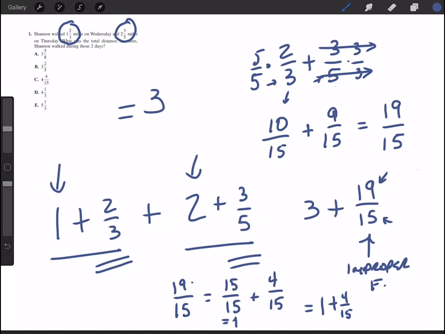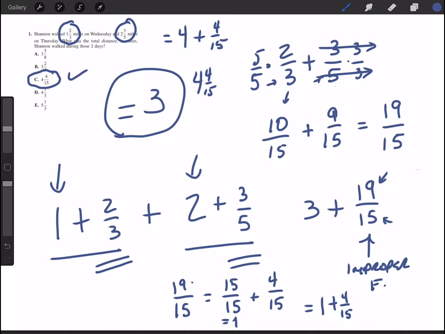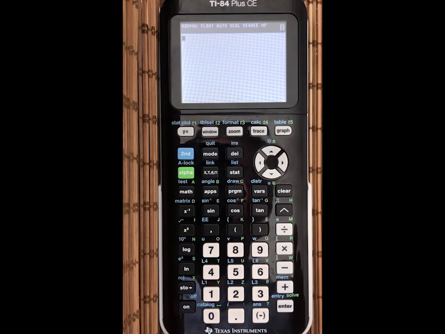So that gives us 1 plus 4 over 15. Now we had 3 already waiting for us, and 3 plus 1 plus 4/15 would be equal to 4 plus 4/15. In other words, 4 4/15, which is choice C, the correct answer. Complicated, huh?